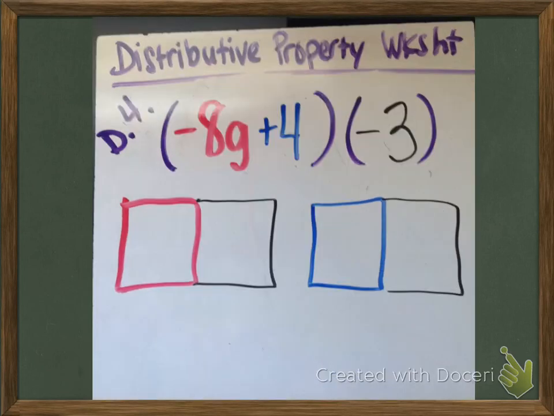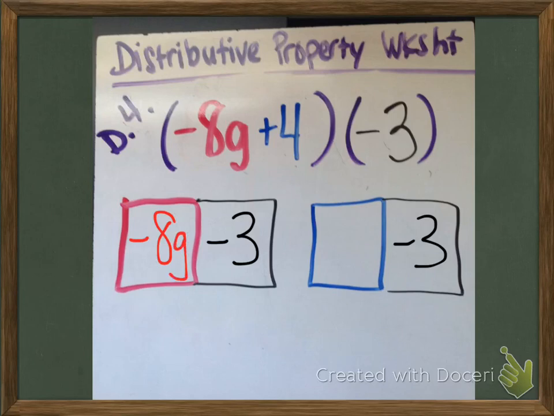Last one, D4. The quantity of negative 8g plus 4 times the quantity of negative 3. Negative 3 is the number you will share, so that is in black. What is your answer? First, start off by bringing the negative 3 down. Then bring down the negative 8g. And finally, the positive 4.